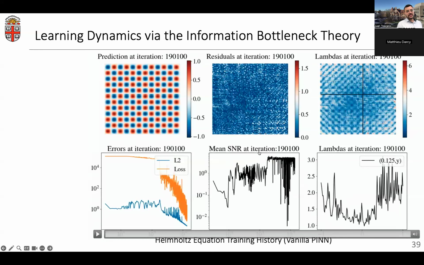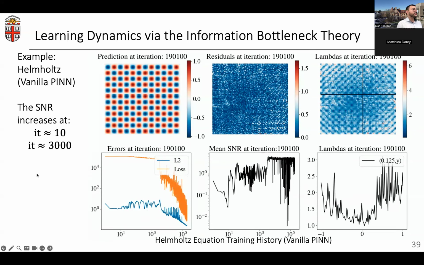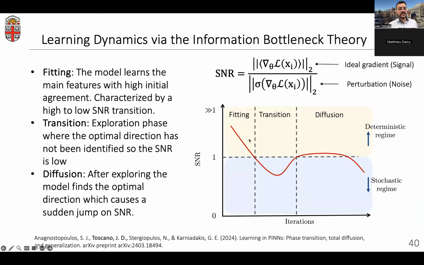Okay, so the general idea is that every time we have a jump in the SNR, the relative error decreases. So what is this SNR and what are these stages of training? The SNR tells us some kind of relation between an ideal gradient that minimizes the error in all the subdomains against some kind of standard deviation, some noise. So the signal would be the ideal gradient, and the perturbation would be how far from the ideal gradient is the specific gradient of one of the subdomains. We can observe these three phases.